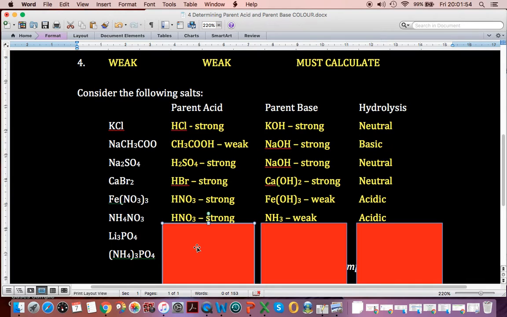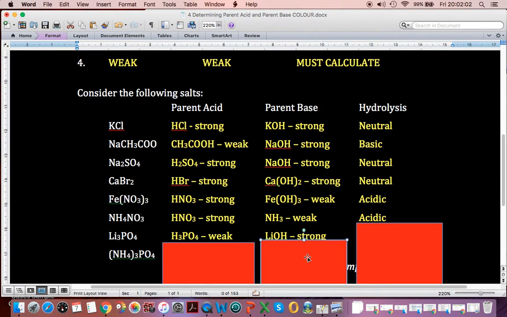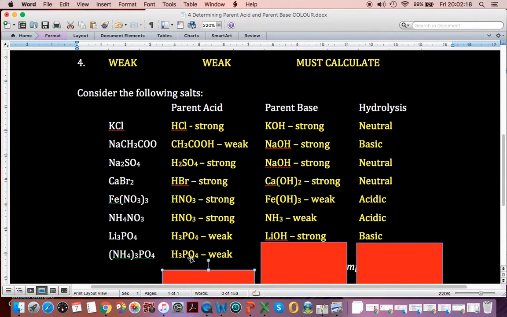Lithium phosphate. So the phosphate we look at. Lithium's group 1, from a strong base, so this will be basic. The phosphate is going to be able to accept a proton. We're back to ammonium, and we have phosphate again, so we're combining those.